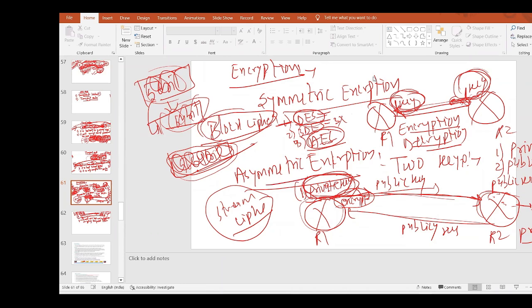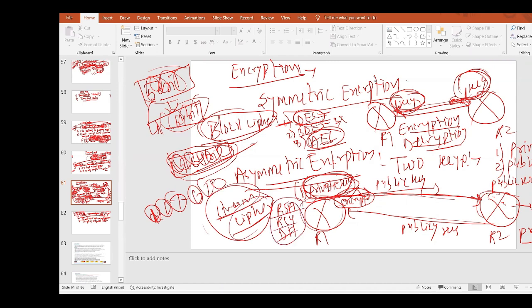What is asymmetric? Asymmetric means stream cipher. Stream cipher means 1 bit to 1 bit. Examples are RSA, RC4, even DH. These are the examples of asymmetric encryption. What it does is it will take 1 bit of data and encrypt it. Then again, it will take 1 bit of data and encrypt it. That is called stream cipher. So RSA, RC4, and DH are examples of asymmetric.